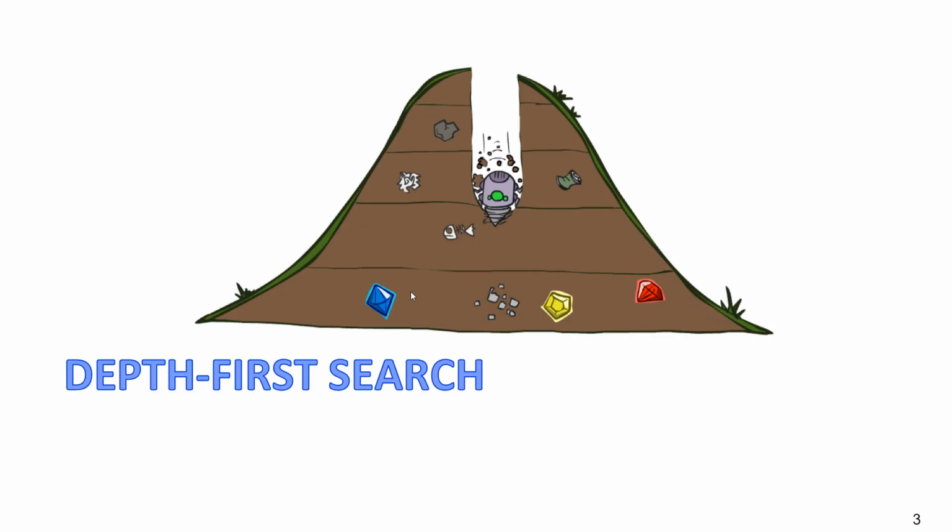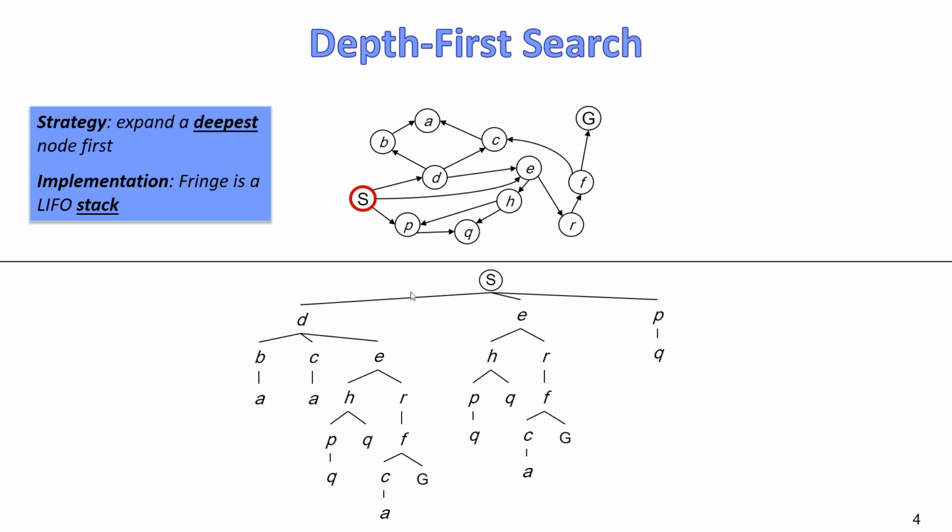So the first one is depth first search, and I'm quite sure that you heard about this before in data structures and algorithms courses. In depth first search, we expand the deepest node first. So, now that we are talking about the search algorithm, the node that we will expand next is the deepest node. So let's see an example.